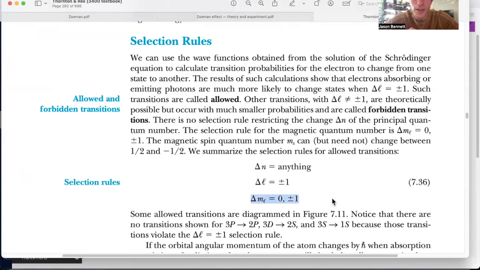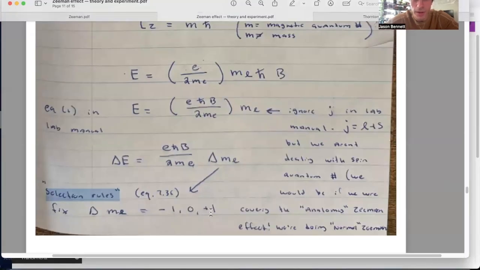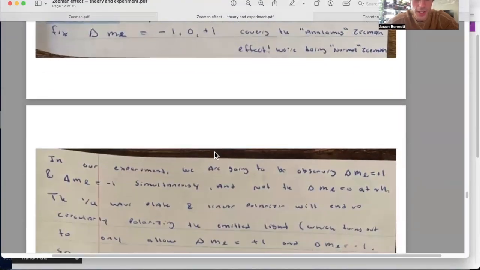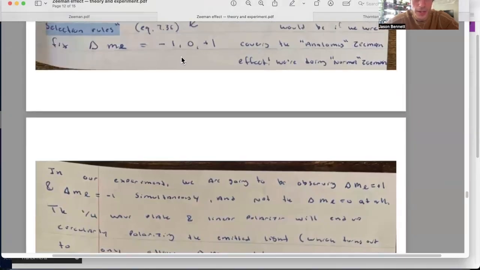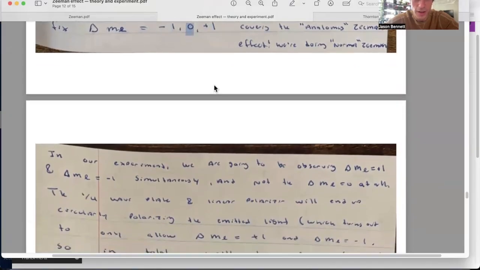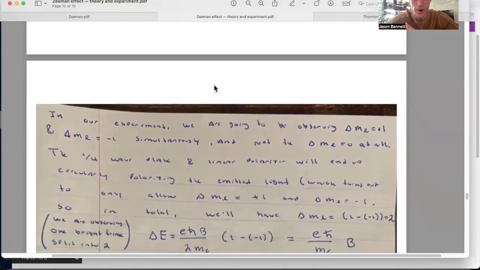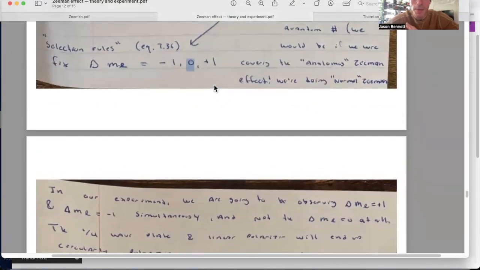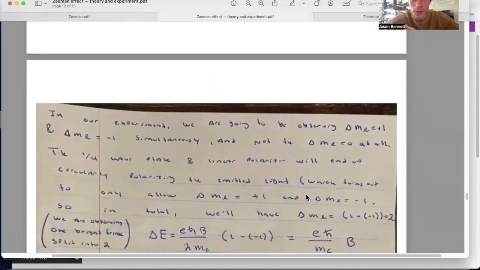There are only so many allowed transitions for this quantum number: -1, 0, and +1. For our particular experiment, we are only going to be observing these two, -1 and +1. This one, because of the geometric optics of our experiment, we will not be able to observe. These two are going to combine simultaneously. It's going to be a superposition of these two. So what we're actually going to be seeing for this delta ML is the number 2. So 1 minus -1.